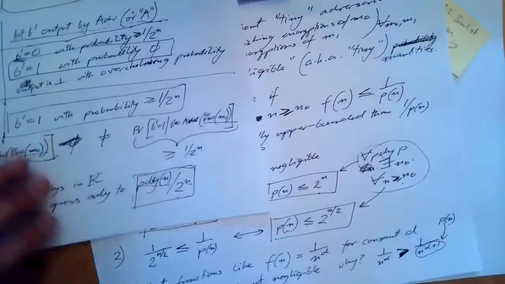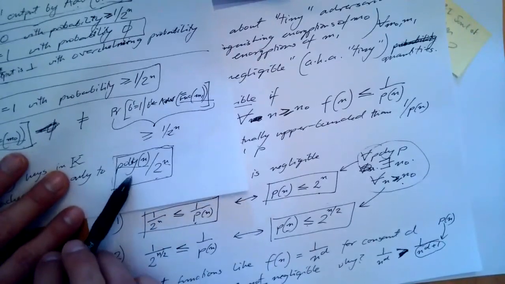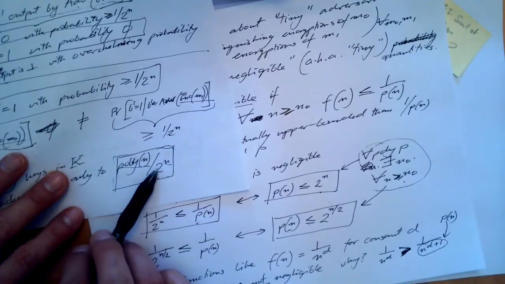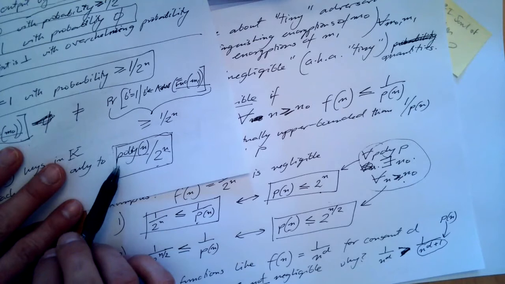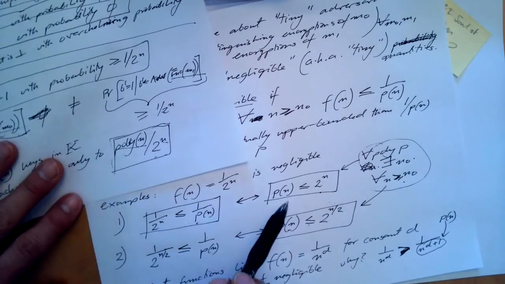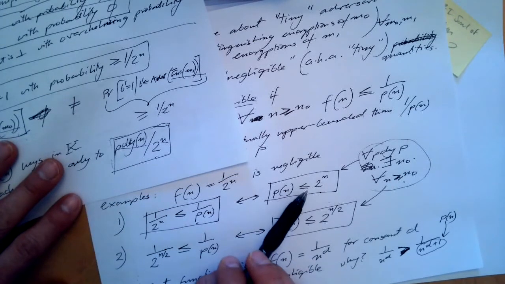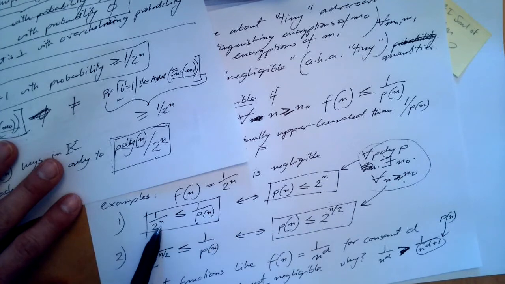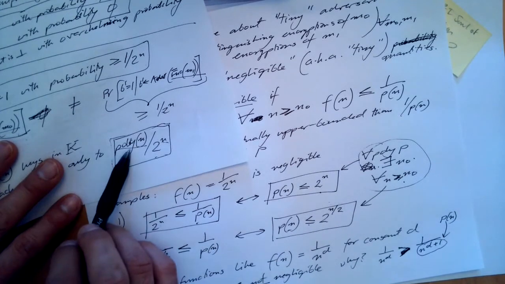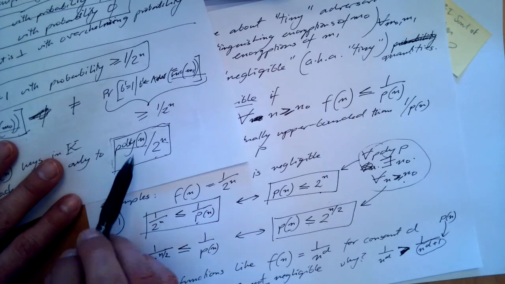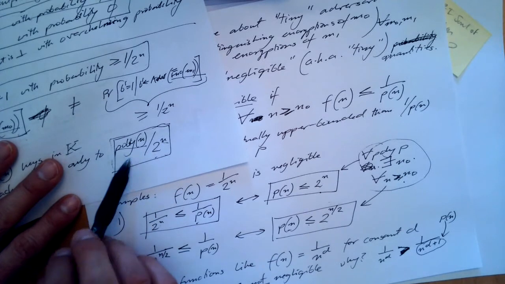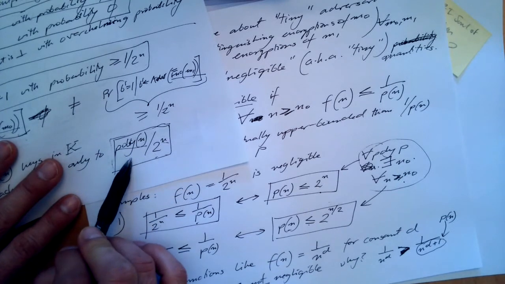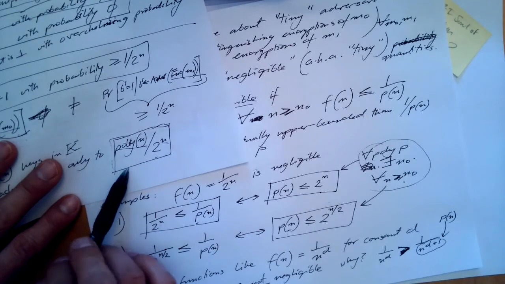And by the way, this function, polynomial over an exponential, is also a negligible function. And this will be like a homework exercise. If you have a negligible function like this one, and you multiply it polynomially many times, did you move from a negligible function to a non-negligible one? And no, you have not. Okay, and that's a good thing to verify.